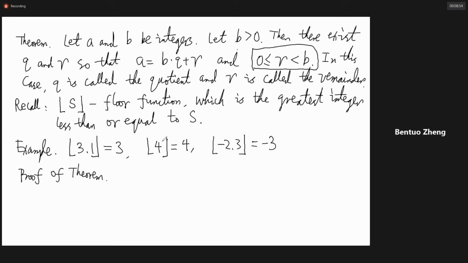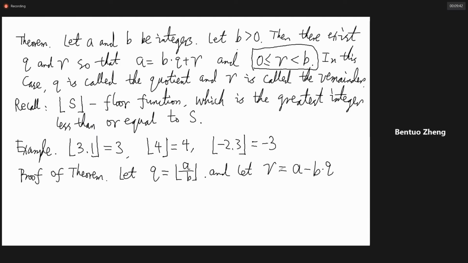Okay, so we have two integers a and b, and b greater than 0. We just let q be the floor function of a over b. Of course, this q is well defined because b is greater than 0, so a over b is clearly a real number. And let r be a minus b times q. So the proof is very constructive. We just construct q and r.